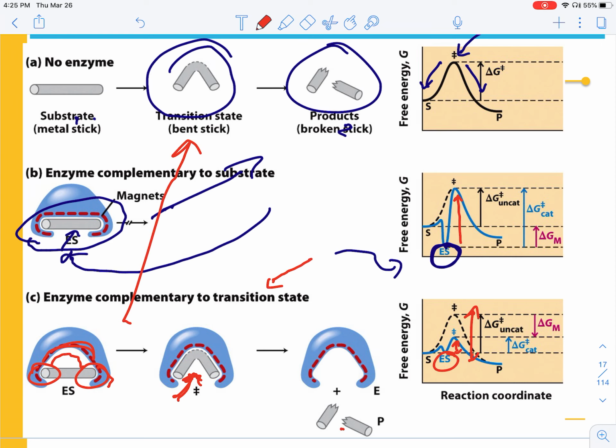Again, the product is still the product. It's exactly the same as it was before. So there's no change in the total delta G of the system. The only change that the enzyme does is affect the activation energy.